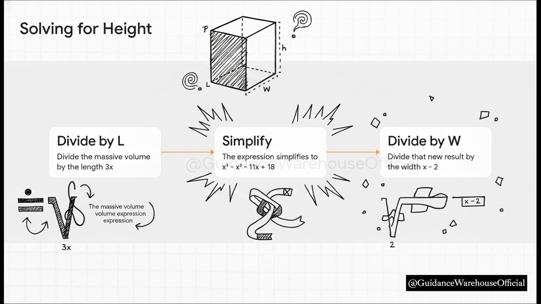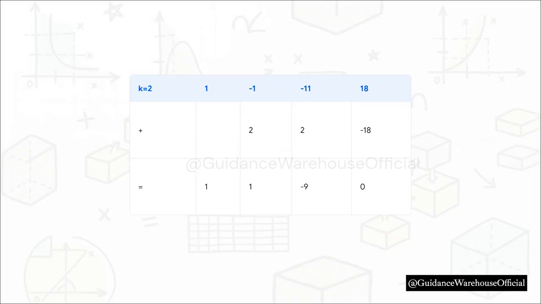This simplifies our dividend beautifully down to x cubed minus x squared minus 11x plus 18. Now for the final step, we just need to divide that brand new result by the width, which is x minus 2. And hey, because we're dividing by a linear binomial, x minus 2, we get to deploy our synthetic division shortcut. We set our k value to a positive 2, we write out our coefficients, 1, -1, -11, and 18. There are no missing terms, so no zeros needed today.